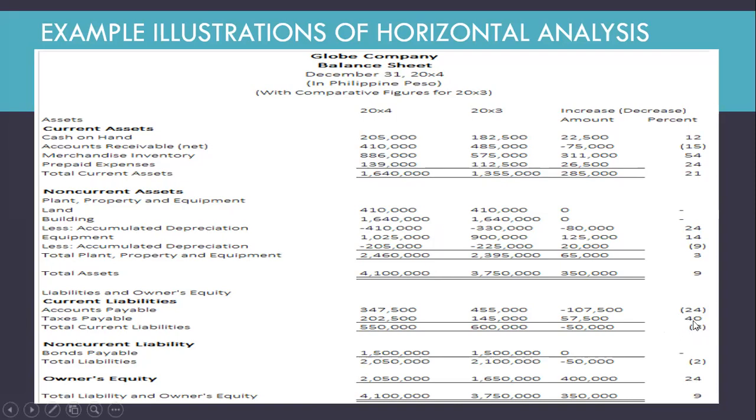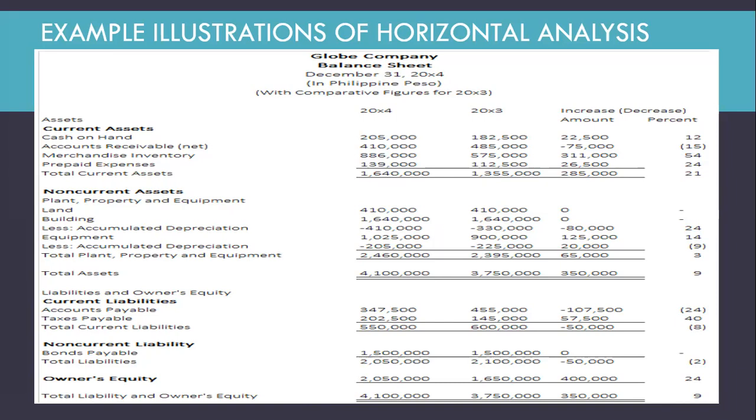Dito sa current liabilities, good thing na nag-decrease. Okay? Meaning lang nababawasan po yung mga obligations natin. Then, dito sa non-current, yung owner's equity nag-increase. So far, pagdating dito sa horizontal analysis ng Globe Company, okay naman yung naging flow ng kanilang financial statement. Okay? So, I hope clear tayo dyan.